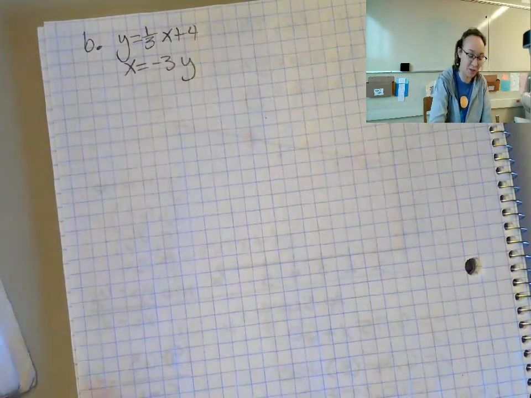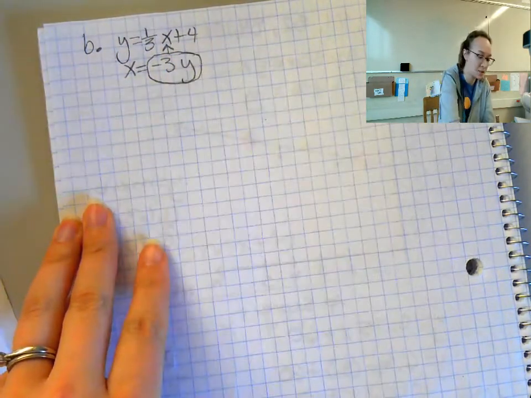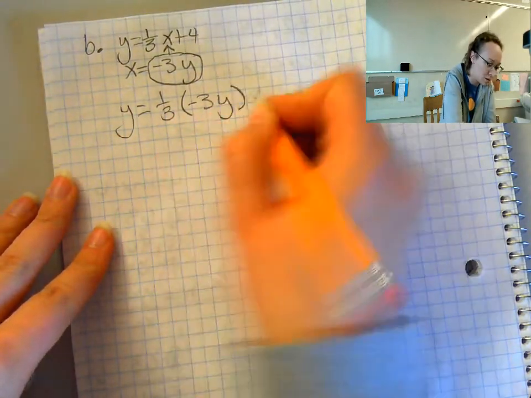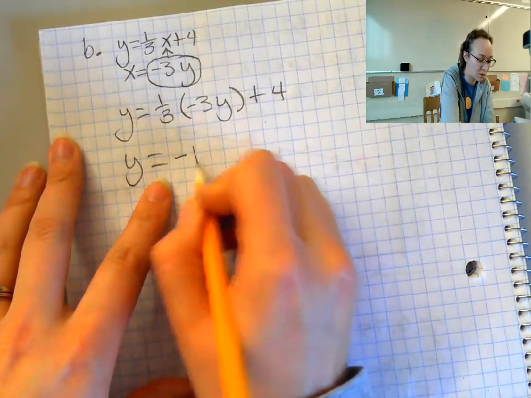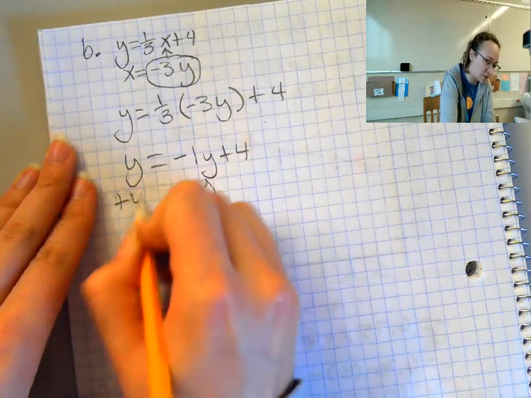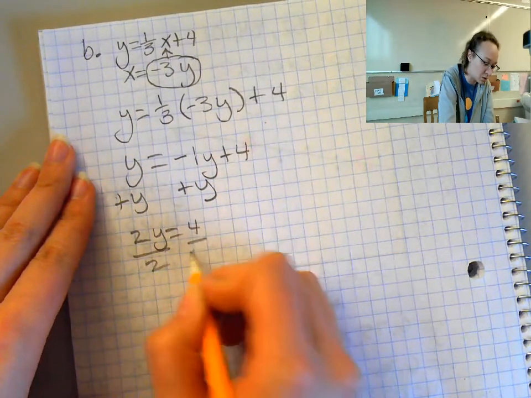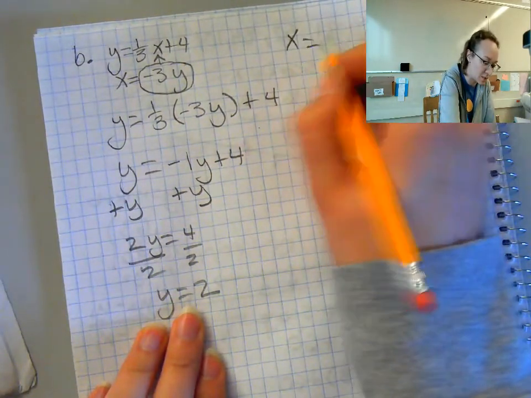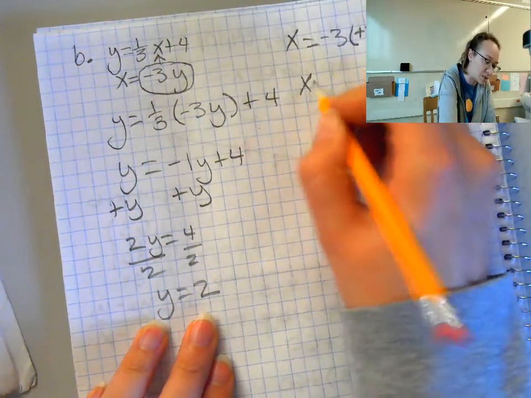B is all set up for substitution, so I'm going to replace x with negative 3y. So y equals 1/3 times negative 3y plus 4. 1/3 times negative 3 is just negative 1y plus 4. I'm going to add y to both sides, and I get 2y equals 4. So y equals 2. I plug that back in. So x equals negative 3 times 2. Oops, that's positive 2. So x equals negative 6.